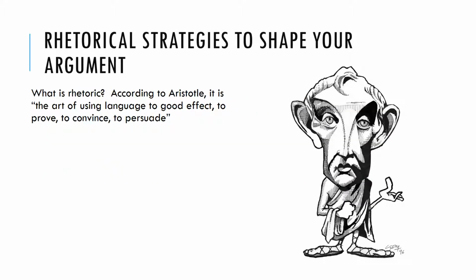Let's take a moment to explore the concept of rhetoric. We hear this word bandied around a lot in different news outlets, and people use it as a dismissive way of saying that's just spin. They'll say things like, oh, that's just rhetoric. Actually, according to Aristotle, rhetoric is the art of using language to good effect, to prove, to convince, or to persuade. So, when we talk about rhetoric, we're actually talking about good writing that convinces people to your point of view. We're going to be exploring that a lot, especially as we get closer to our final essay.